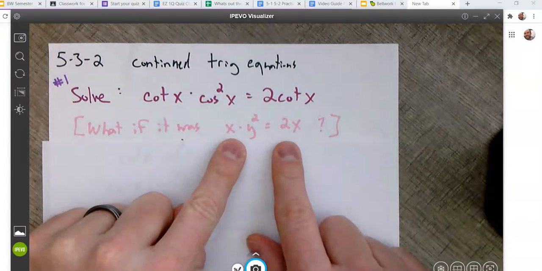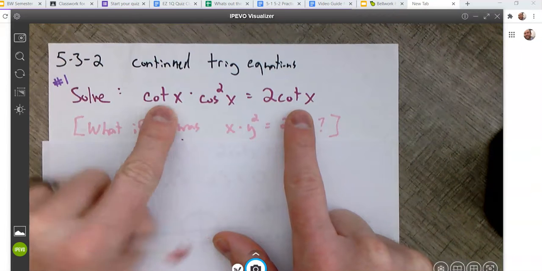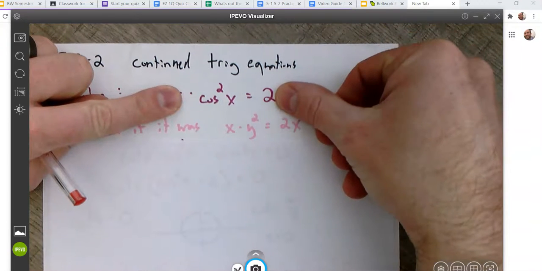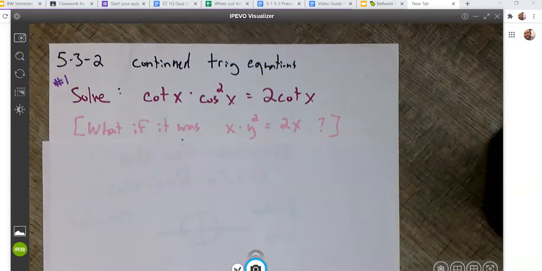What students see here in the pink and up here in the maroon is, oh, I have a cotangent on both sides. I want to divide a cotangent. I'll divide both sides by cotangent and be left with this. You are not allowed to do that when you're solving equations, because you could actually eliminate one of the answers. When you divide and cancel, you're actually canceling out solutions to the problem. So we cannot divide things off. We don't want to cancel things off when we're solving trig equations like this.